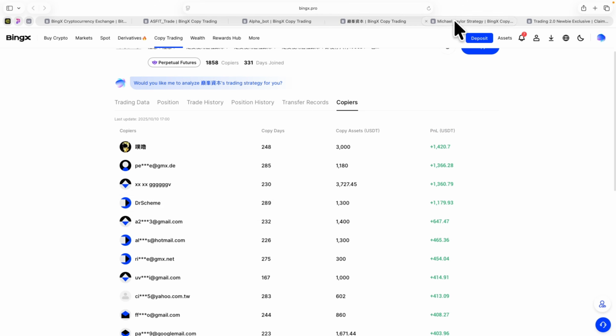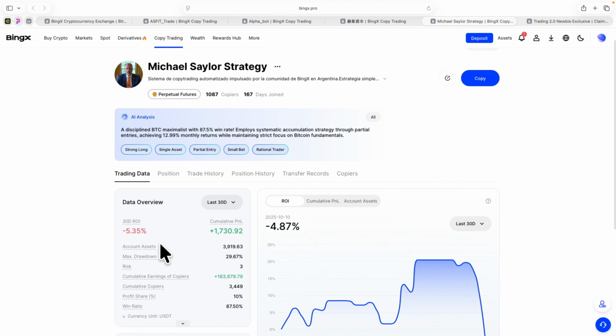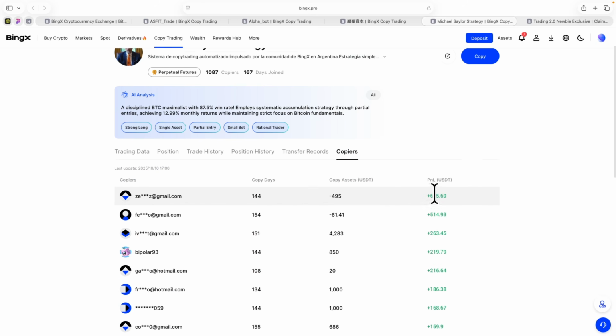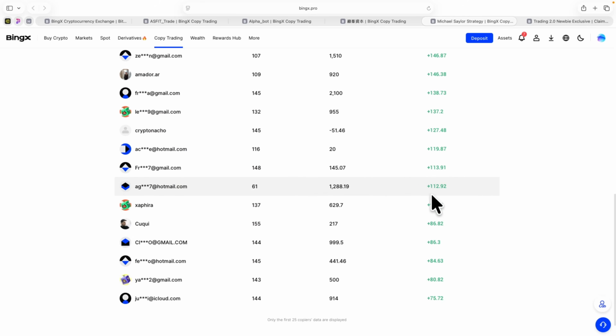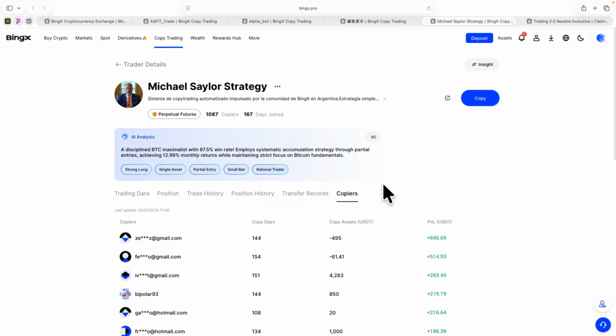And let's check the last person. So you can see the last person here. This person, though the person has made a loss in the last 30 days, the risk is 3 and the profit share ratio is 10%. So I think this is the lowest you have seen, 10% right there. And then if you come here under copiers, you can see how much the people who are copying this person are all making, right here on the list.